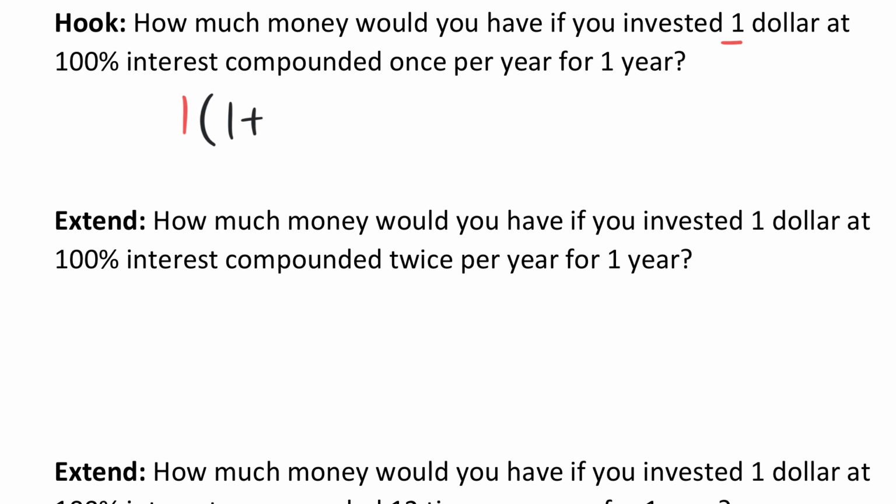1 plus, well, 100% will be 1. It's compounded once a year, so my n is 1. And then 1 times, well, it's for 1 year. Okay, that's a ton of ones. What does that give me? Well, I can type it in just as it stands in my calculator. 1 bracket 1 plus 1 divided by 1 to the power of 1 times 1. And I get 2. Okay, not really interesting, but let's try it again.